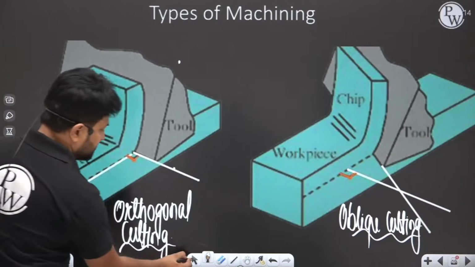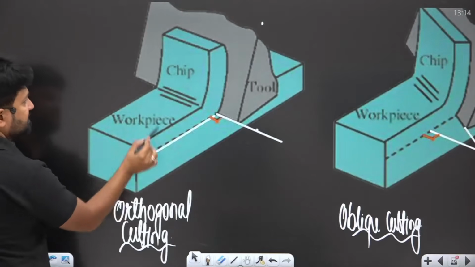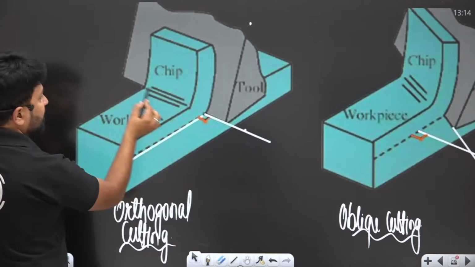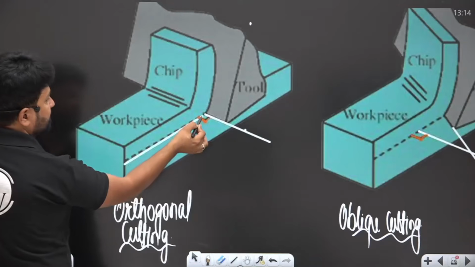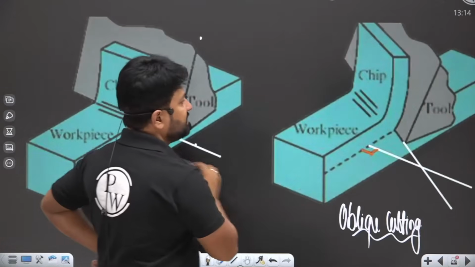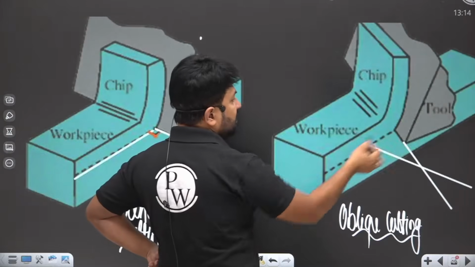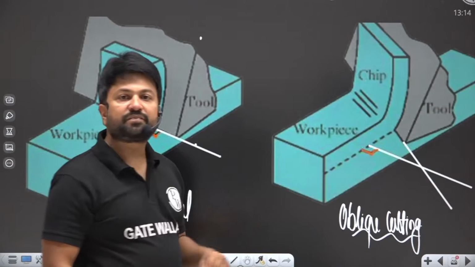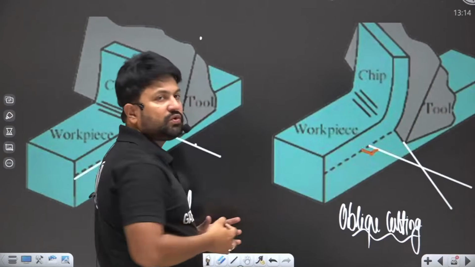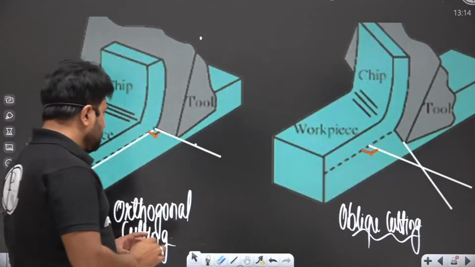See here. This is the width of the workpiece. This is the cutting edge of the tool. And here the cutting edge of the tool is perpendicular to the cutting velocity. But similarly, you can see here, this is the cutting edge of the tool, and it is not perpendicular to the cutting velocity. For a better understanding, I am going to remove the chip here so that you can see a better picture of the tool and workpiece.